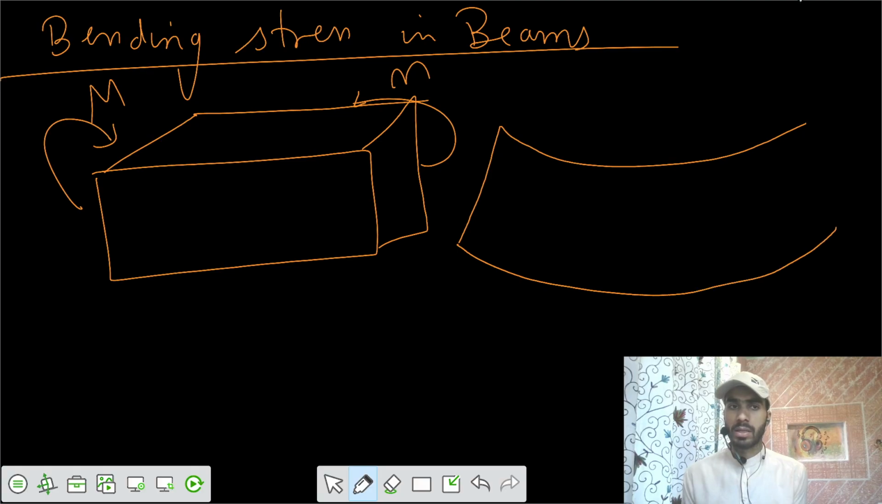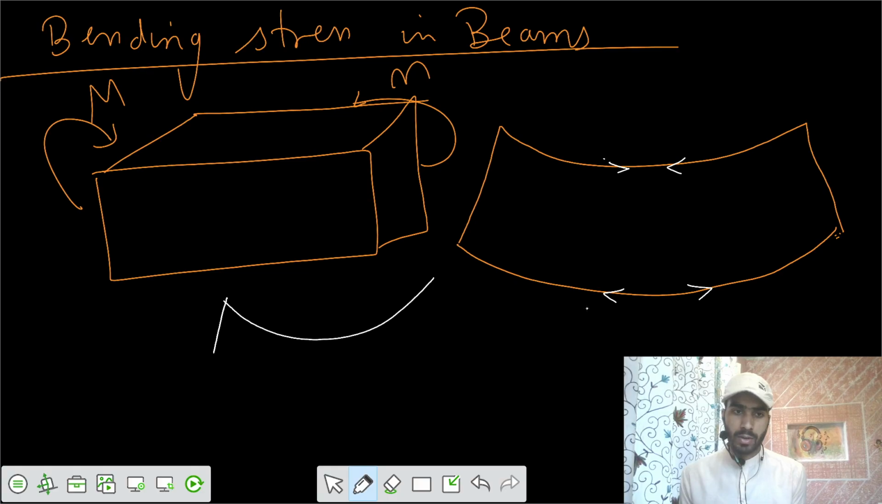Because of sagging bending moment, because of the positive bending moment, you have a sagging curvature. So if you analyze that, your top fibers get compressed, and bottom fibers got stretched. If you make a more detailed diagram, you can show it in this fashion. So your top fibers got compressed, and bottom fibers got elongated or stretched.